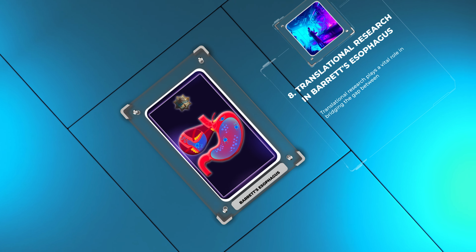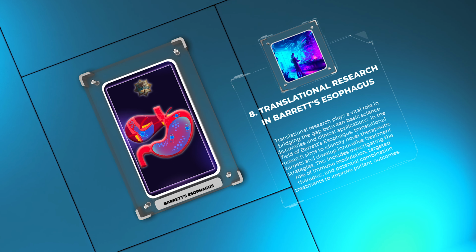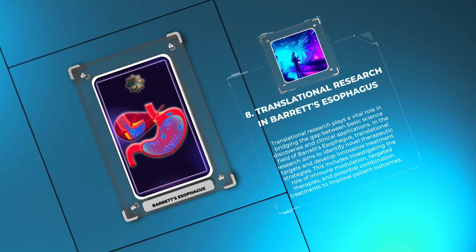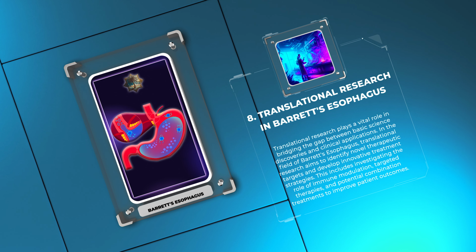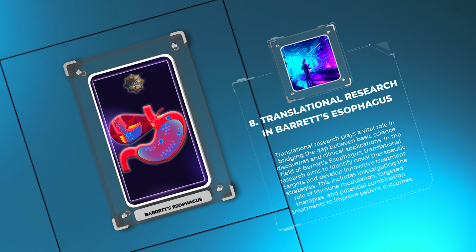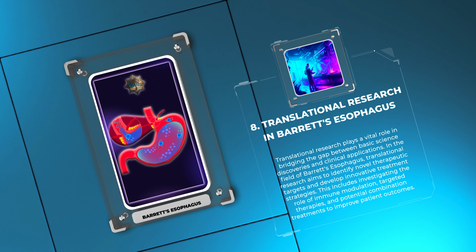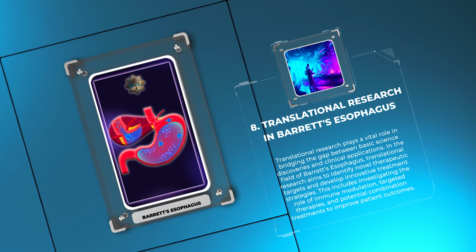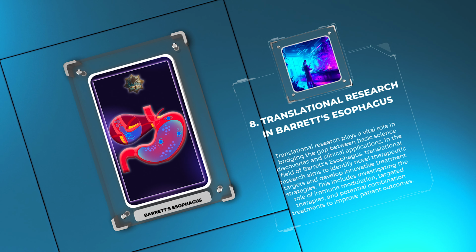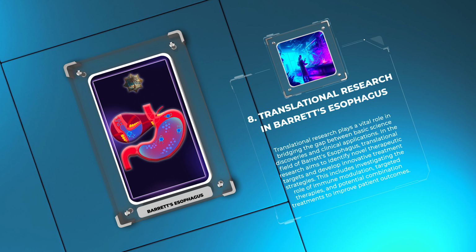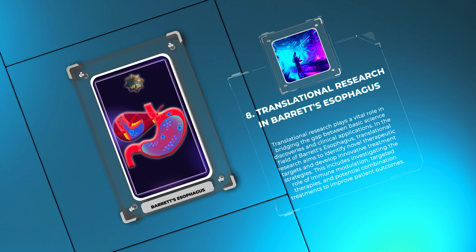Translational research plays a vital role in bridging the gap between basic science discoveries and clinical applications. In the field of Barrett's esophagus, translational research aims to identify novel therapeutic targets and develop innovative treatment strategies. This includes investigating the role of immune modulation, targeted therapies, and potential combination treatments to improve patient outcomes.